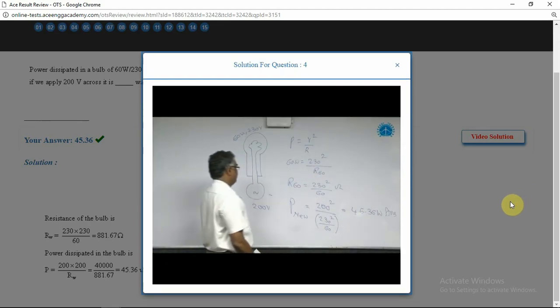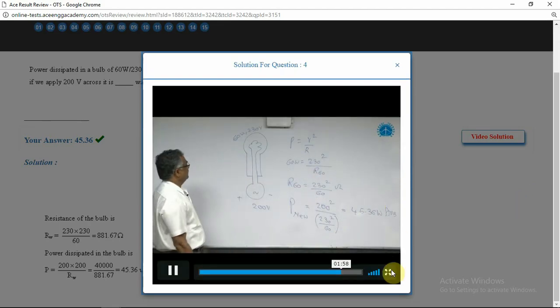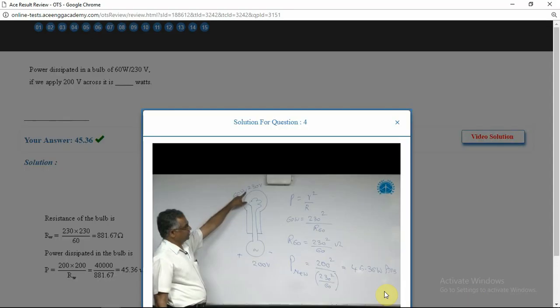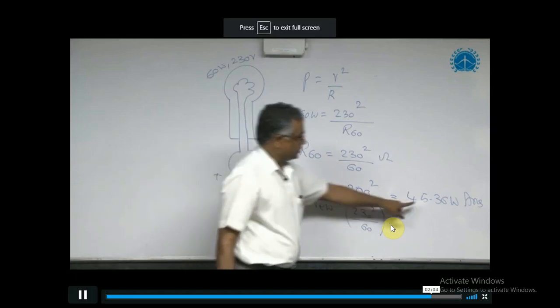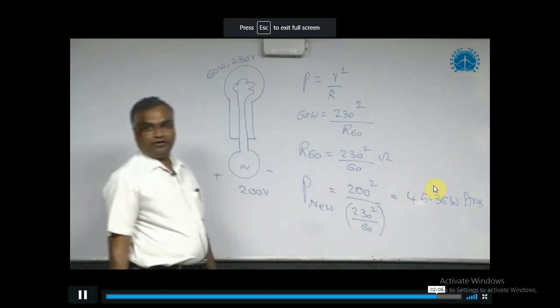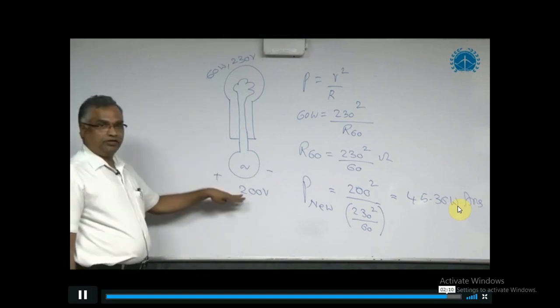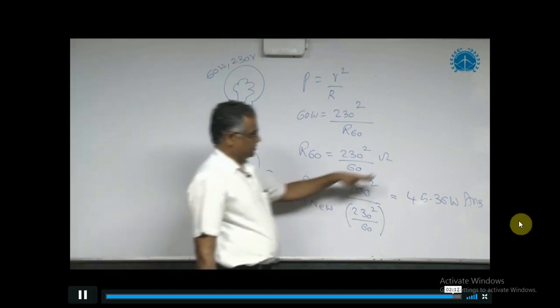So the bulb is designed for 230 volts. Because we are applying less voltage, 200, which is less than 230, the power consumption is reduced to 45.36, which is less than 60. Further, if you keep on reducing the applied voltage, the power dissipation will keep reducing.